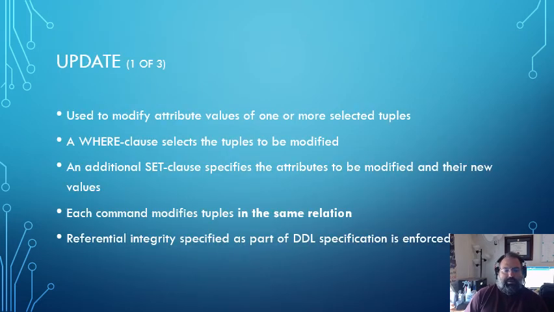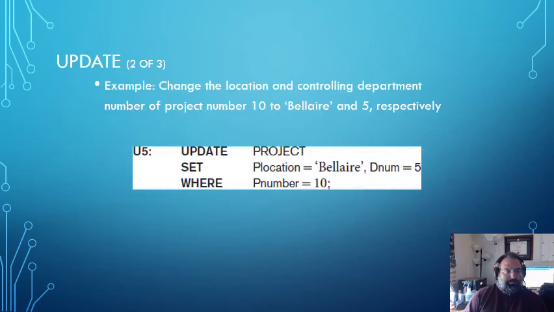Update is used to change the attributes of one or more records that already exist in the table. A where clause is used to control which ones are going to be adjusted. Again, failure to include a where clause will result in everything being updated, not just the ones you want to change. You can specify an additional set clause of the attribute, or attributes, that you want to modify. And each command modifies tuples in the same relation. Referential integrity, specified as part of the DDL, will be enforced.